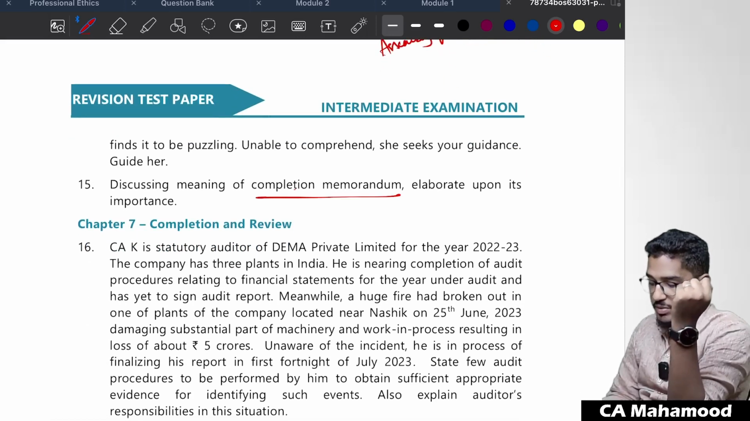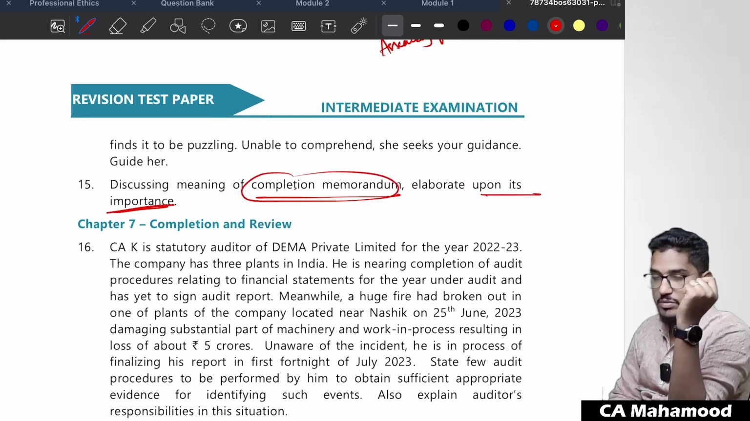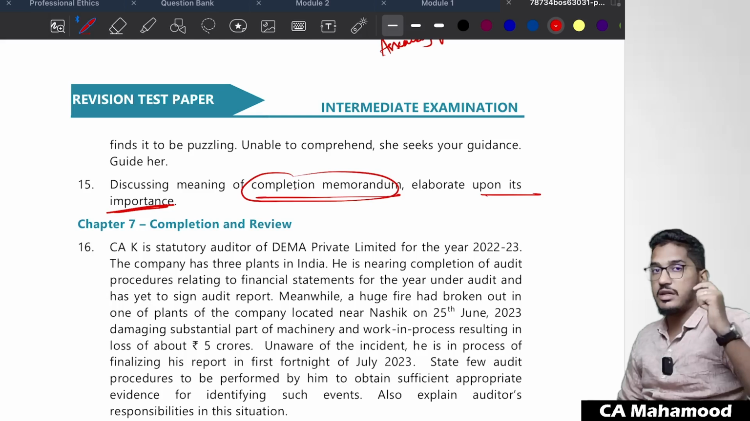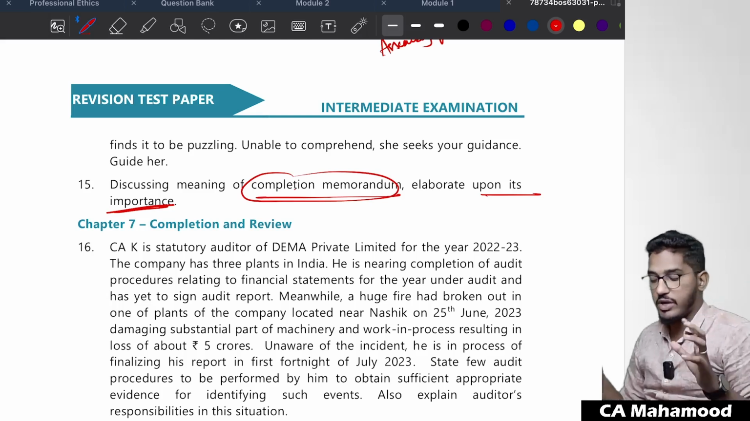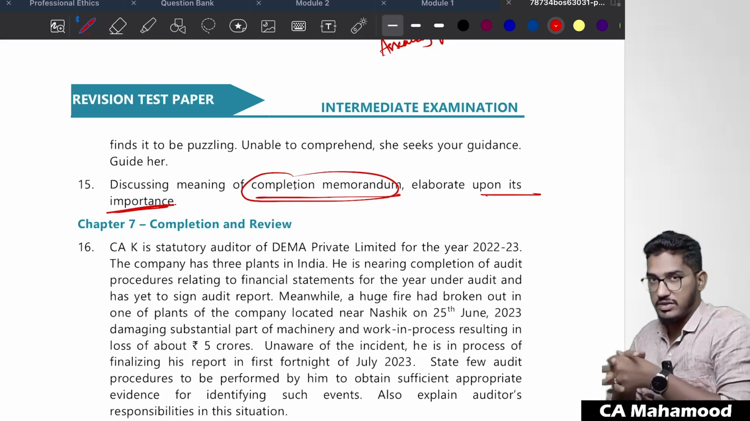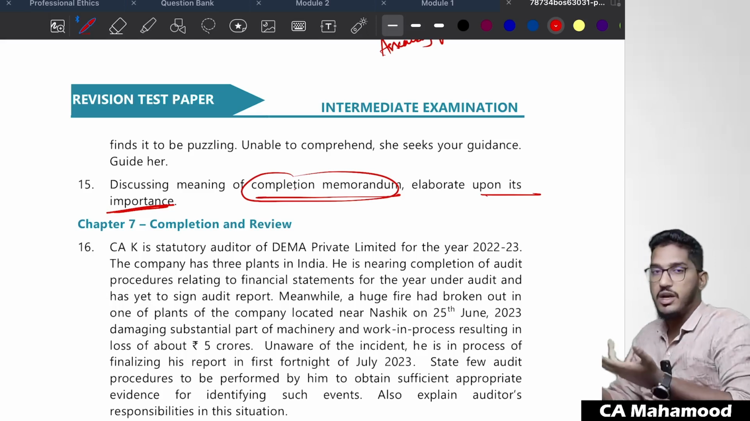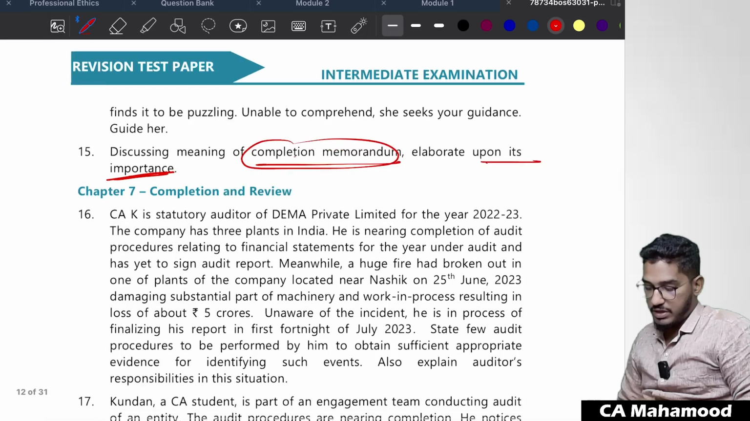Discuss the meaning of completion memorandum, elaborate upon its importance. So they are asking you to write completion memorandum. Completion memorandum is nothing but other name for audit documentation summary. They are asking you to explain in a detailed manner regarding audit documentation summary or completion memorandum. Both are same. So write about that audit documentation summary.